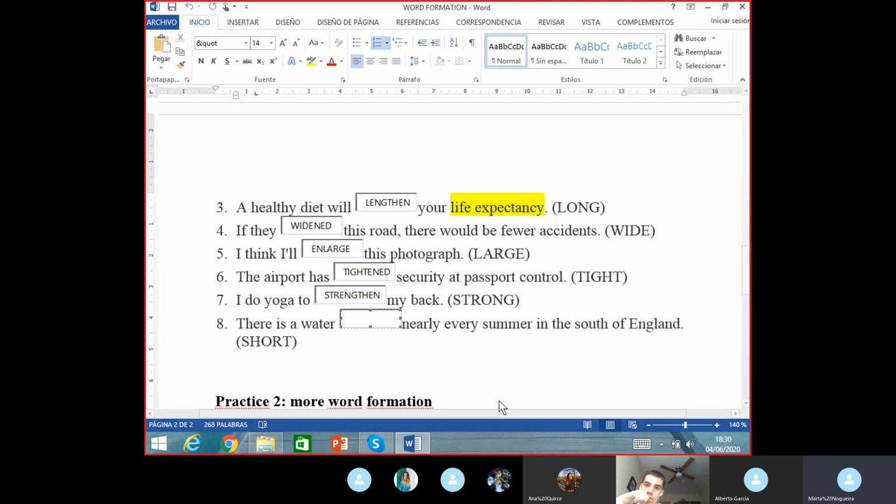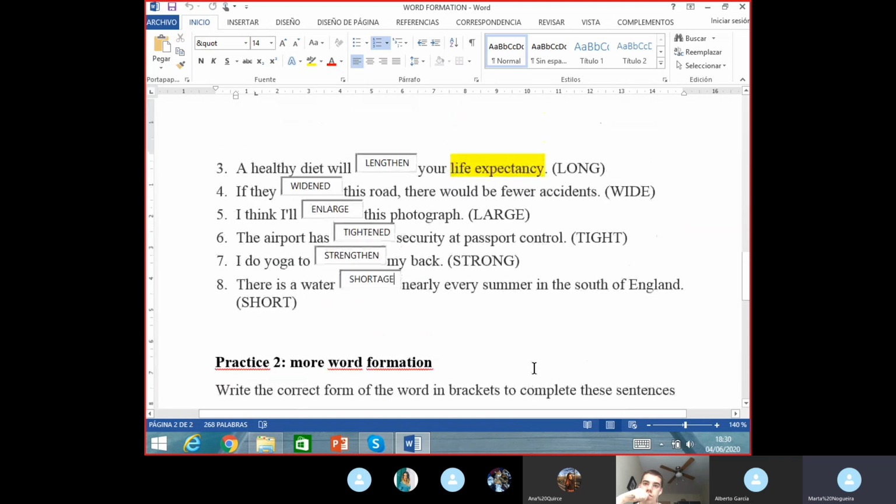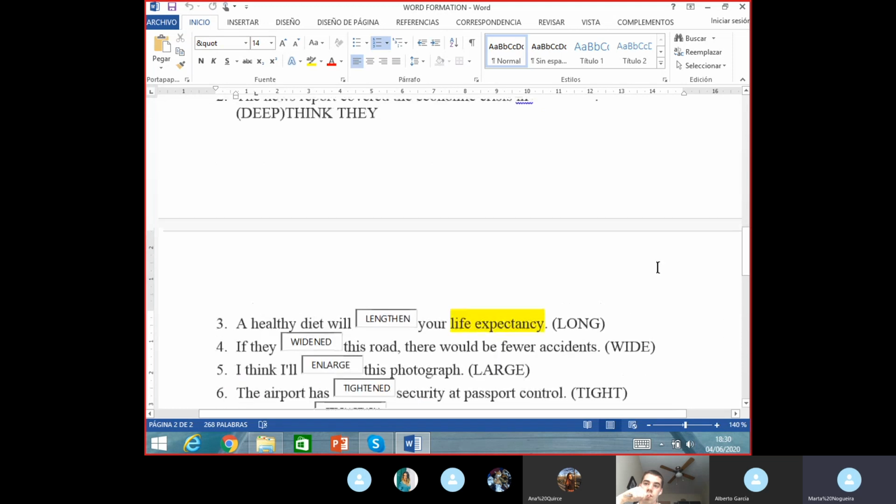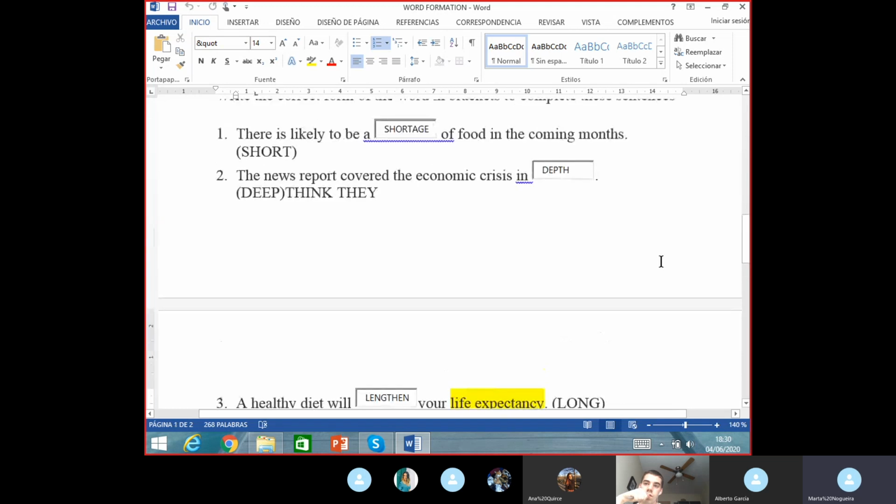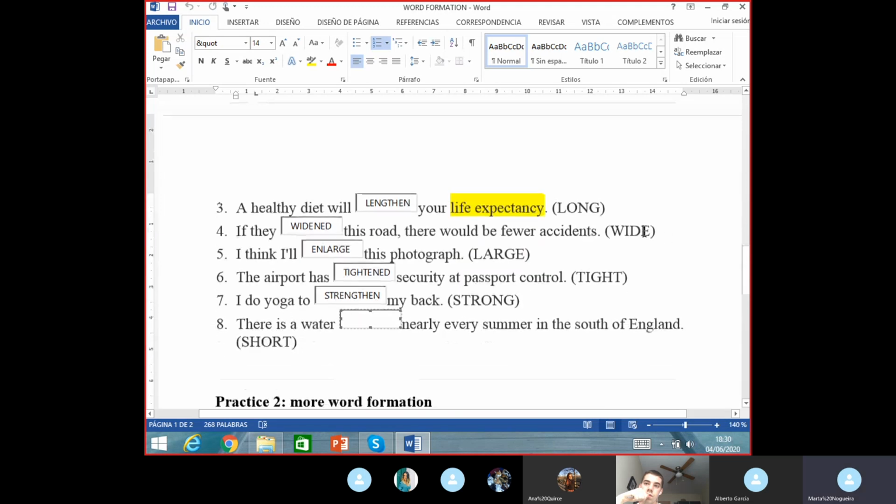And more word formation, practice 2. I'm gonna give you some minutes just in case someone is correcting. So 1 and 2, shortage and depth. And then we have these.